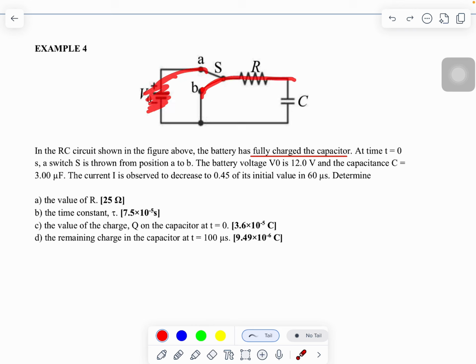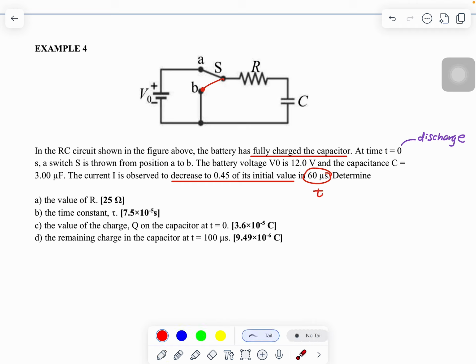So maksudnya ini saja kita punya circuit. So bila dia disconnect daripada battery, what happened in this case is it's being discharged. So proses dia adalah discharge process. Lagipun dia ada bagi tahu di sini the current observed to decrease, right? So current decrease bermaksud the process is a discharging process, and then dia bagi value T.